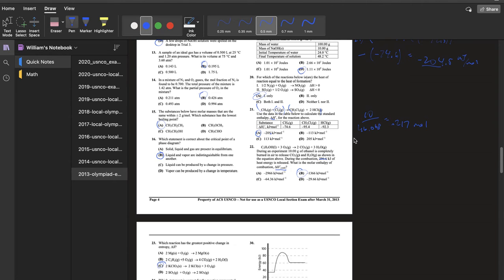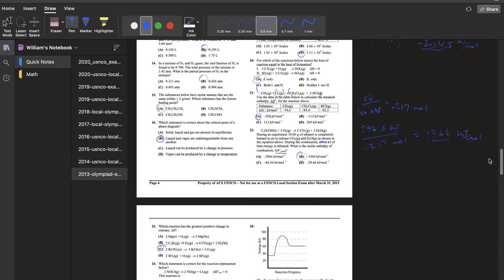Obviously, if you burn more stuff, it's going to release more heat. So if we do 296.6 kilojoules divided by 0.217 moles, that will show us that we're actually going to release a lot more heat if we burn 1 mole of ethanol.